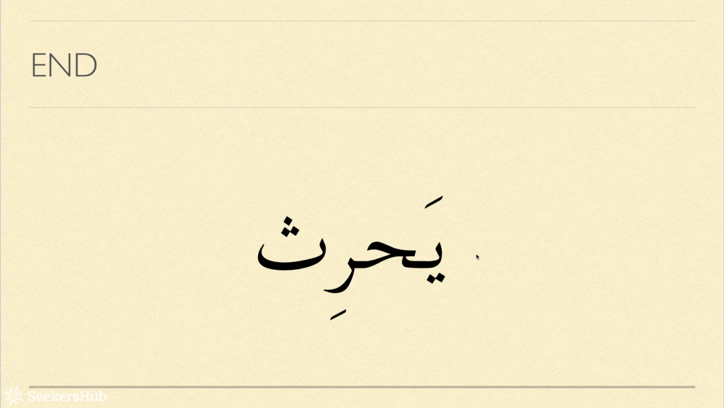So sometimes, as we mentioned, we will see that the tha or a ba or a ta at the end of a word, if it's preceded by something that doesn't connect, it will look like it's almost independent. Right? But this is a tha. Yahrithu.